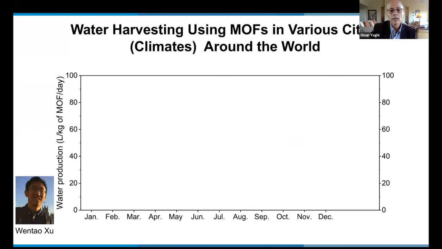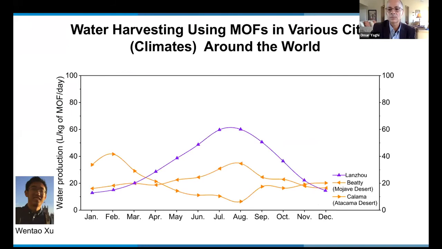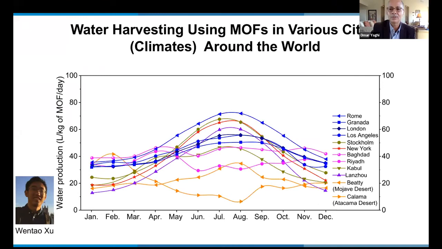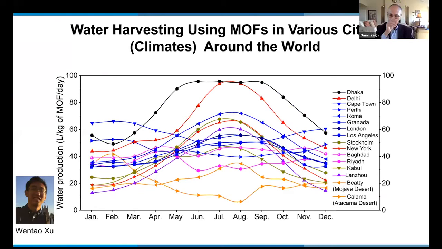Well, based on that data, one can calculate different parts of the world where, you know, the Atacama Desert in Chile is extremely dry, but you see that our MOF, even at the driest time of the year, still delivers significant amounts of water. And it does so in the Mojave Desert. I showed you the prototype, Lanzhou, China, Kabul, Riyadh, Baghdad, New York, Stockholm, Los Angeles, London, Granada, Rome, Perth, in all kinds of climates, you're able to deliver water using this construct. Now, obviously, we have tested this only in the desert climates, but clearly, if they work in the desert, they should work in other more humidified regions of the world.